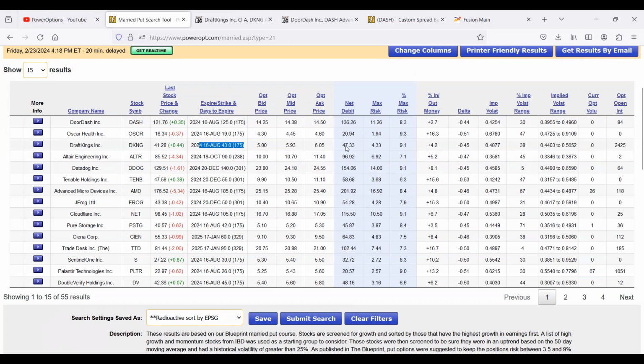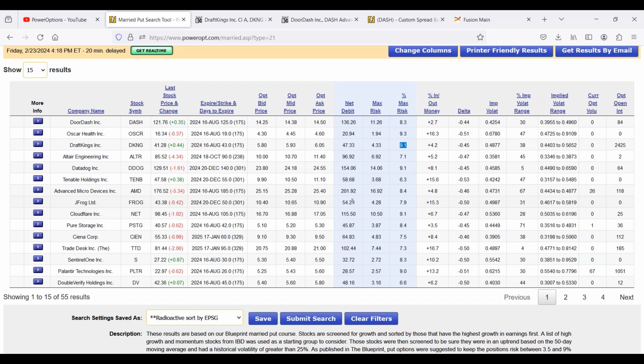DraftKings at 41.28, showing me the 43 put with a 9% risk. I might go up to the 45 and try to get closer to a 6 or 7. Now, it'll probably be a 7.5% risk, 7% risk in that scenario. That's me personally. But I've had the confidence in that, knowing that in the worst case scenario, I could only lose 7.5%.